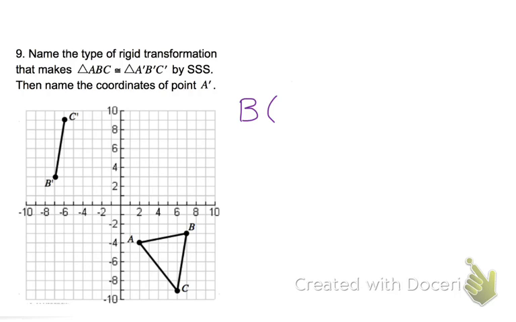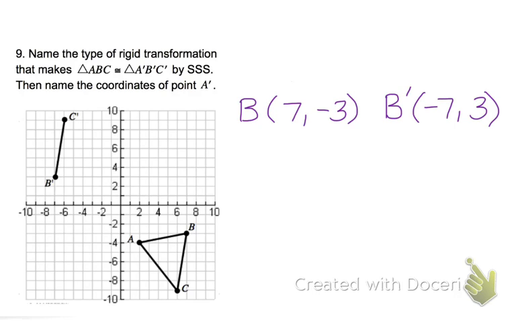So the coordinates of B is to the right 7 and down 3, so that's (7, -3). And B' is to the left 7 and up 3, so that's (-7, 3). And I'm going to look at these coordinates. This is what I notice.